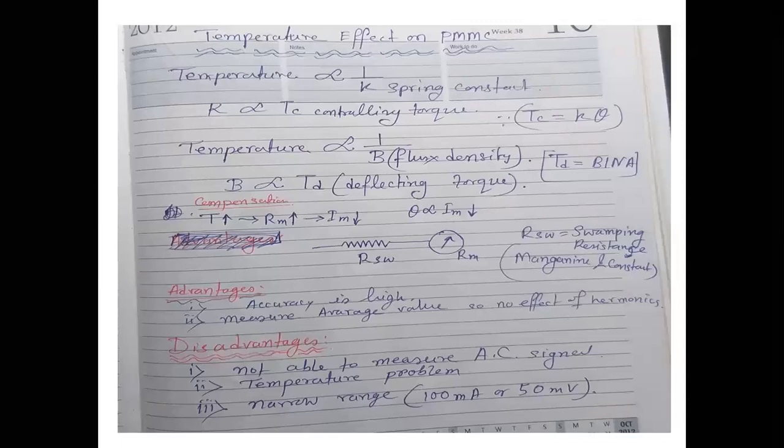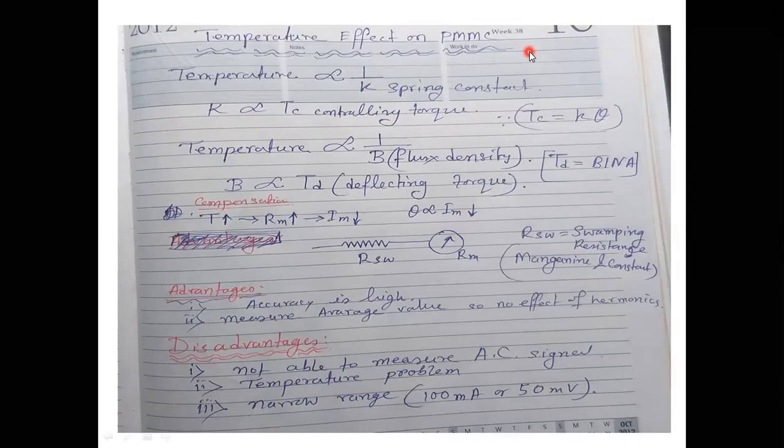Temperature effects on PMMC meter. We all know the construction of a PMMC: there is one coil and a magnetic field. To provide the magnetic field, we are using a north pole and south pole, or a permanent magnet. And there is a spring, which gives us the controlling torque.